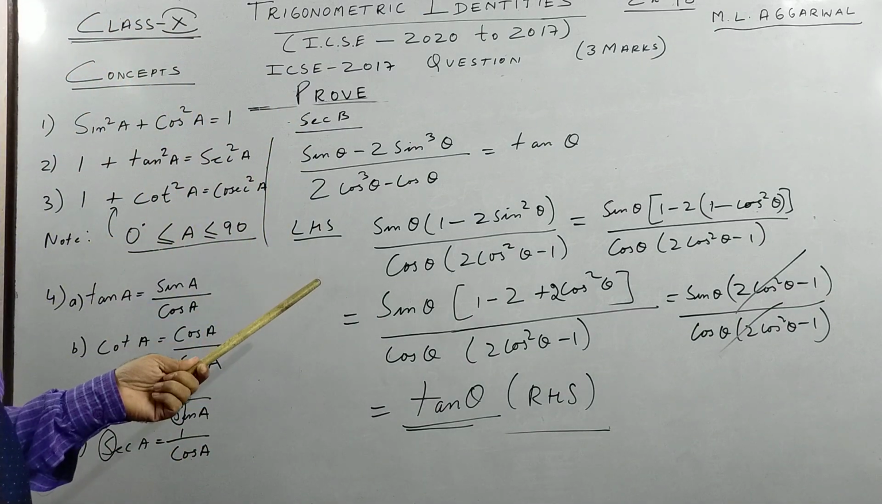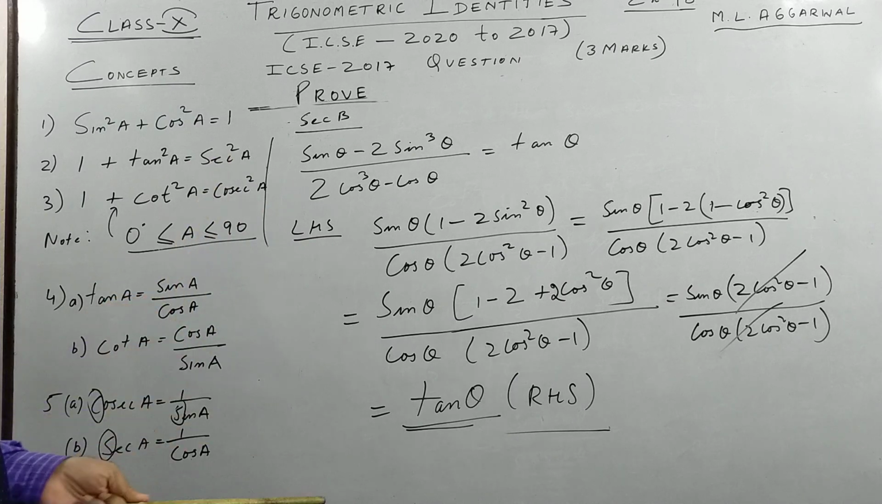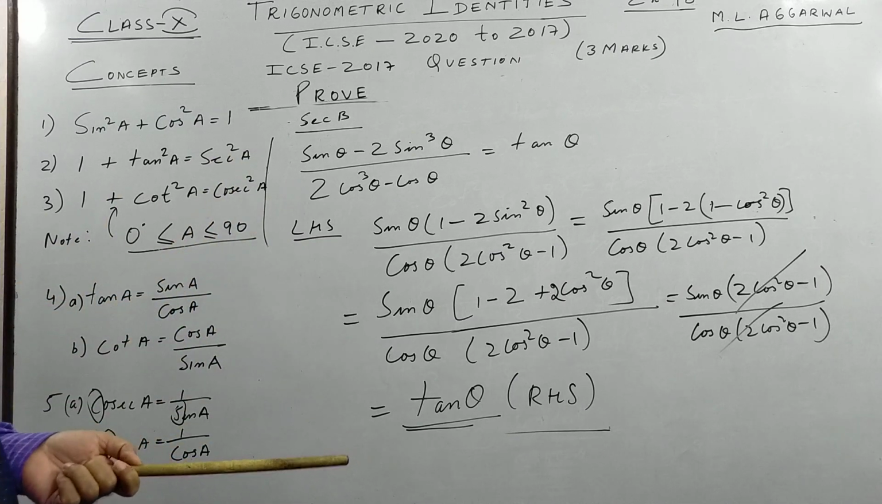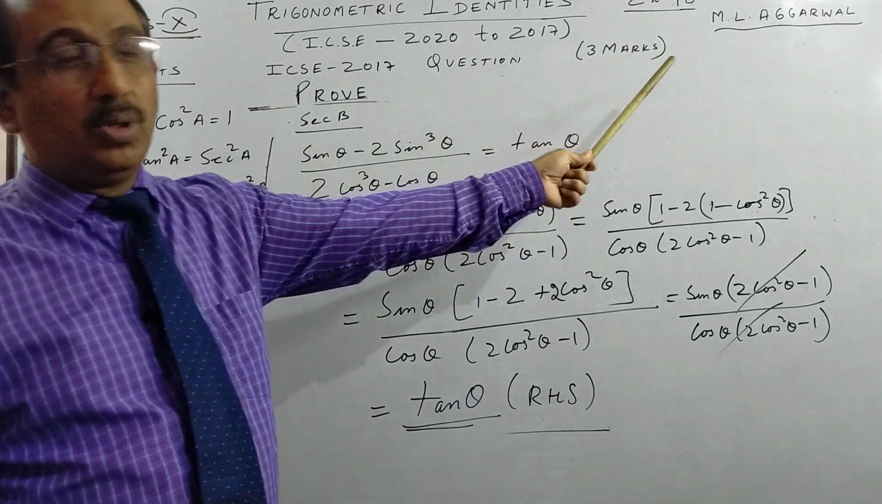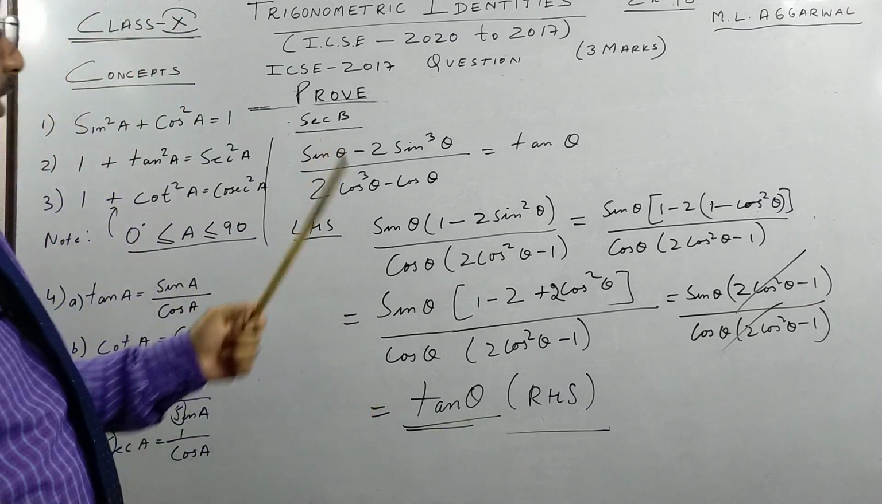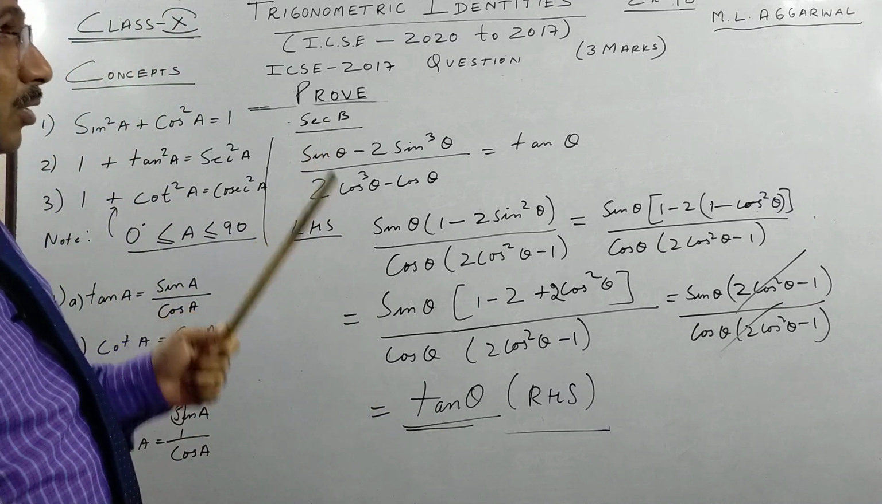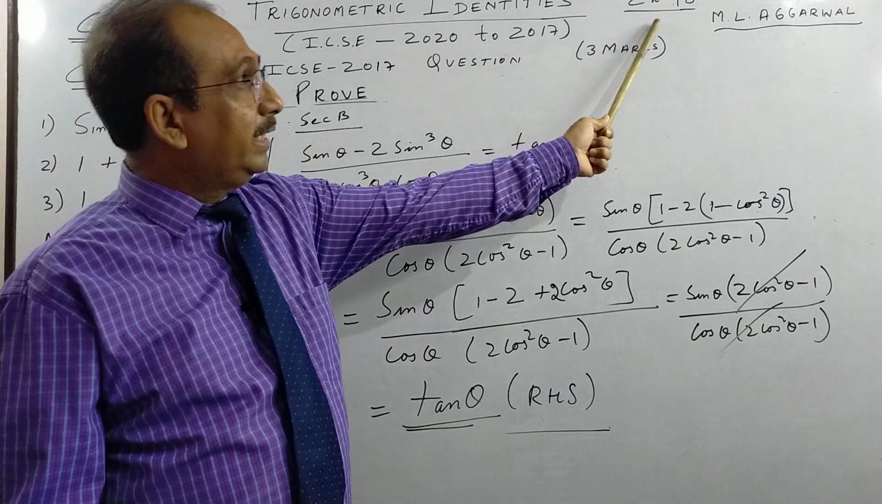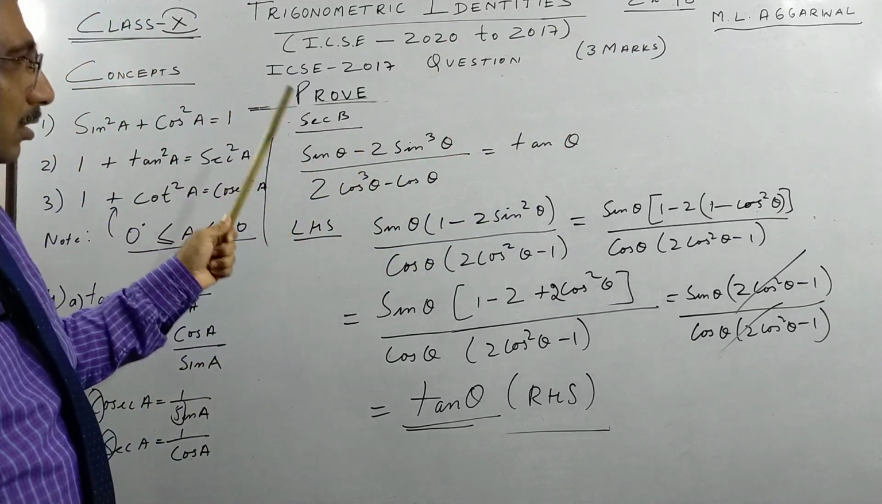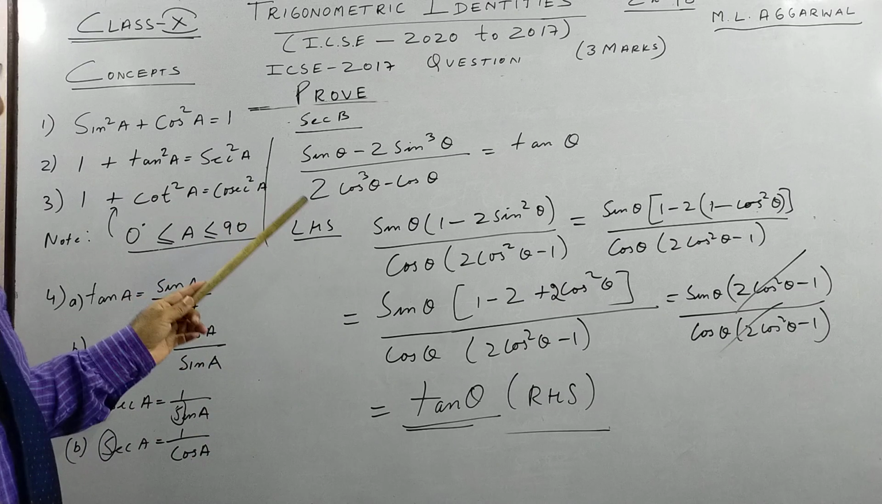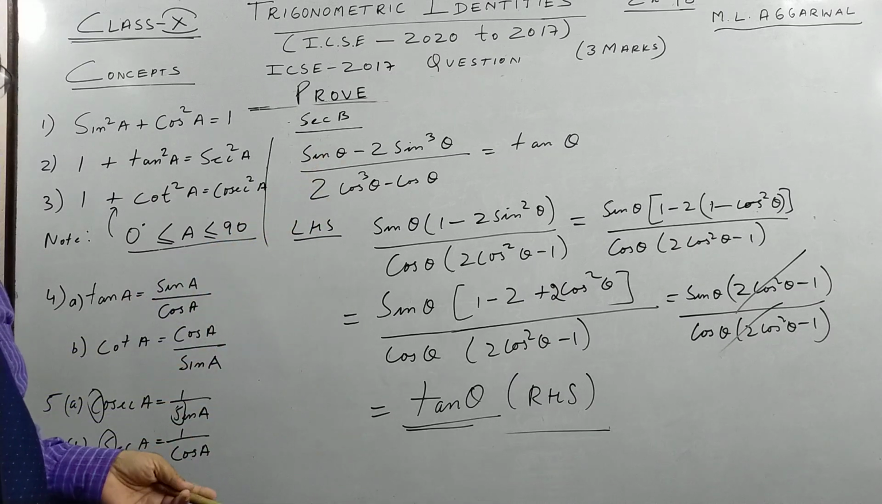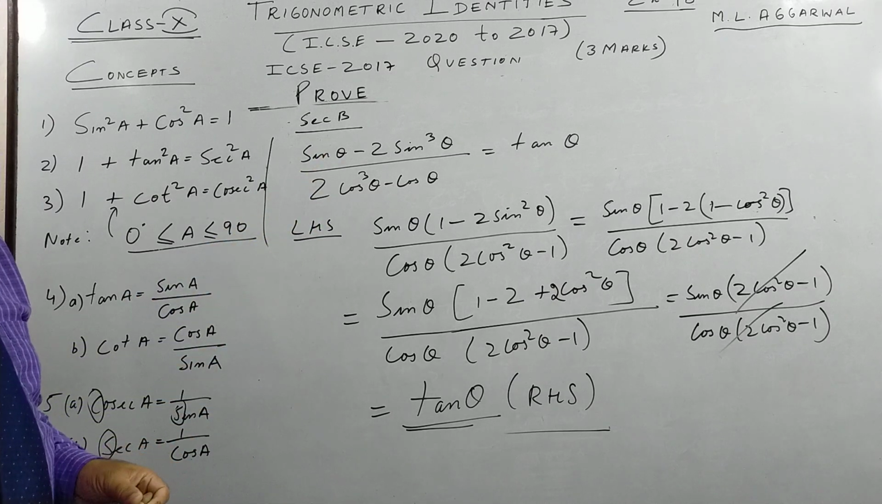Pause your video, copy, and try to do other solved examples and unsolved examples. And I am using ML Aggarwal's book. You have very good questions. Exercise 18 on trigonometric identities. So please learn the solved examples and solve the unsolved examples.